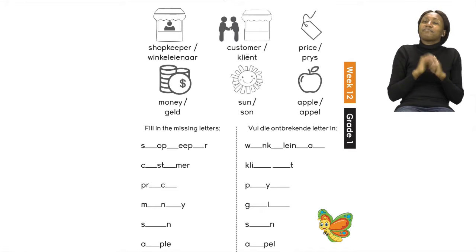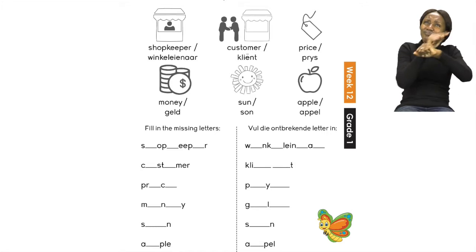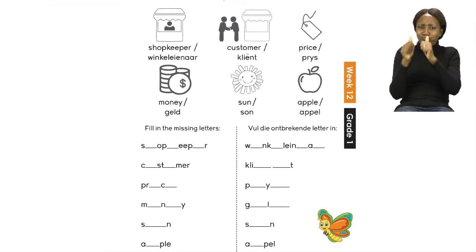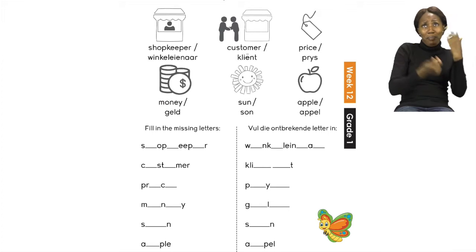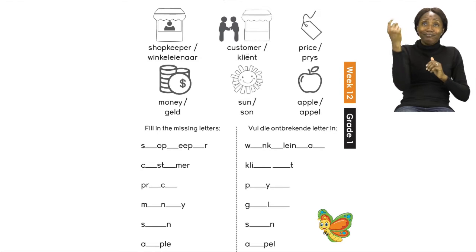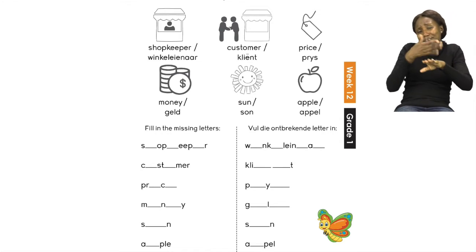Well done, grade ones. Now, just like we always do, we need to know the meaning of these words so that we can use them correctly. A shopkeeper is the owner or manager of a shop. They make sure that everything is okay and everyone in the shop is happy. A customer is someone who buys from a shop. They can buy anything they want, from toilet paper all the way to sweets.